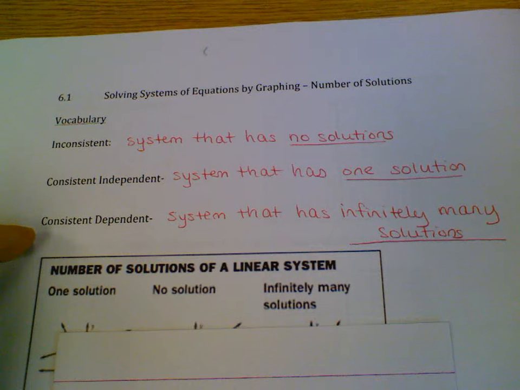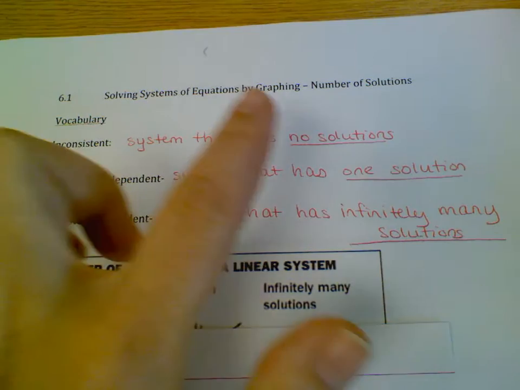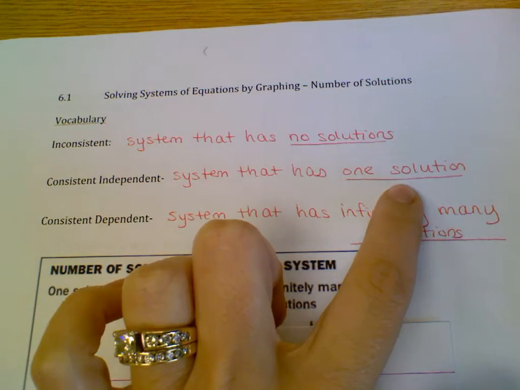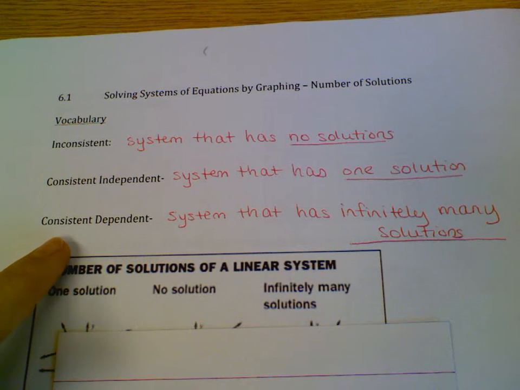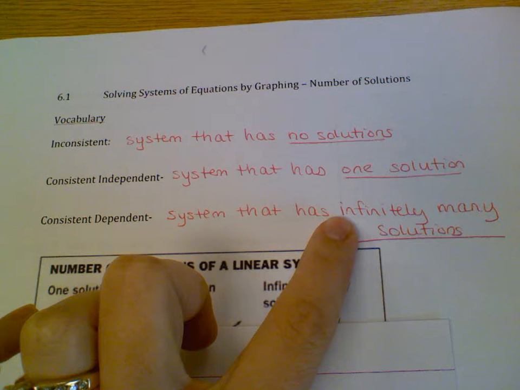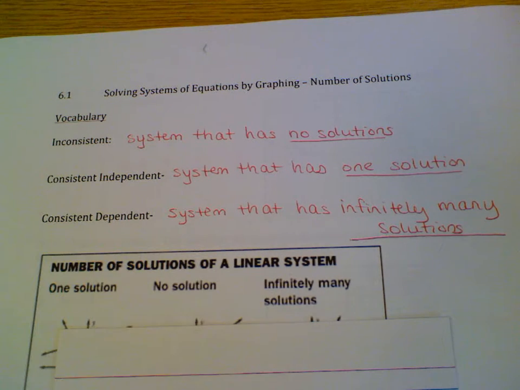So a system is declared as inconsistent if it has no solutions. If a system is declared as consistent independent, that means it has one solution. And if I say a system is consistent dependent, that means there's infinitely many. So please make sure you understand infinitely many solutions means there's so many solutions that I couldn't even count. There's too many to count.